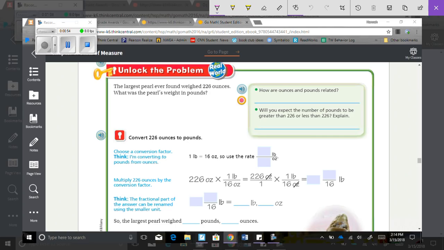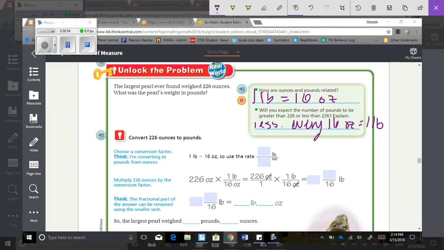So how are ounces and pounds related? We know that 1 pound equals 16 ounces. Will you expect the number of pounds to be greater than 226 or less than 226? Less, because every 16 ounces is only 1 pound. So convert 226 ounces to pounds.